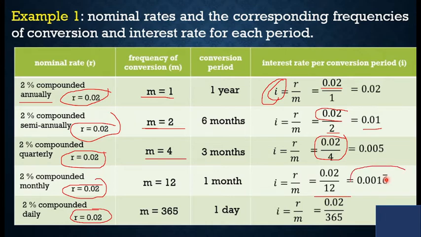So the answer is 0.001666... If there is a line above the number, it means the digits continue repeating, 0.0166666 and so on. For daily, R over M is 0.02 divided by 365, which is a very small value, and the digits continue on the side.